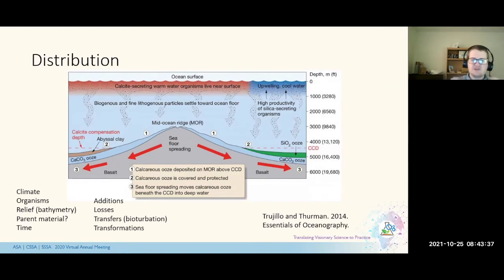And so then you start to get sequences, right? You get layers, you get horizons developed based on where you are in the world, based on the climate and the relief and the organisms that are acting on this to create different types of parent materials that change through time, right? How could that not be soils? Pedology applies perfectly well to this environment.